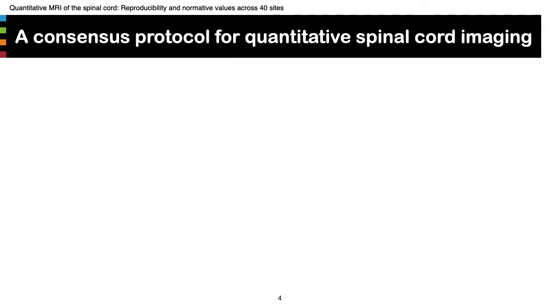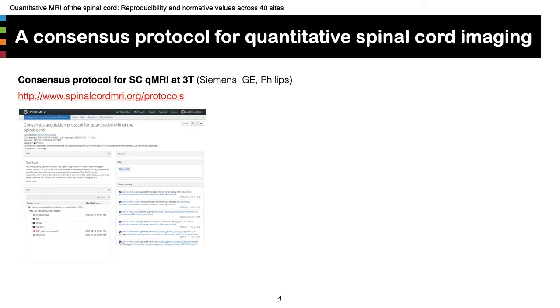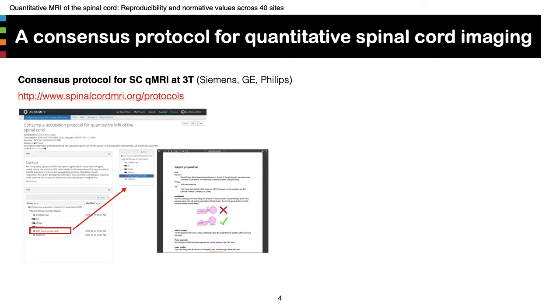So in order to solve this problem, we put together a consortium of international spinal cord researchers with the goal of developing a consensus protocol for quantitative spinal cord imaging at 3 Tesla with Siemens, GE, and Philips scanners. The protocol is publicly available and includes a standard operating procedure, SOP, which describes the acquisition instructions and important tips, such as how to center the field of view, how to position slices, how to adjust the shimming box, etc.